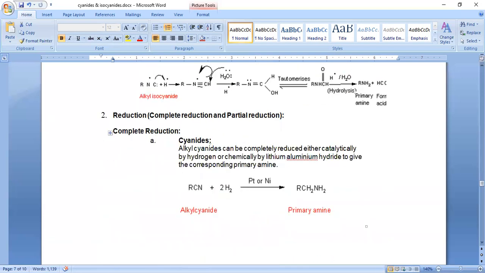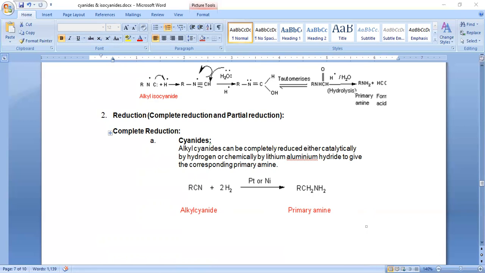Next one, reduction. Cyanides and isocyanides respond differently. So let's see first the reduction of cyanides. Reduction means addition of hydrogen. We can achieve the reduction by using catalytic reduction or some reducing agents like lithium aluminum hydride or sodium borohydride. So we have different options. But reduction of cyanides, what do we get?